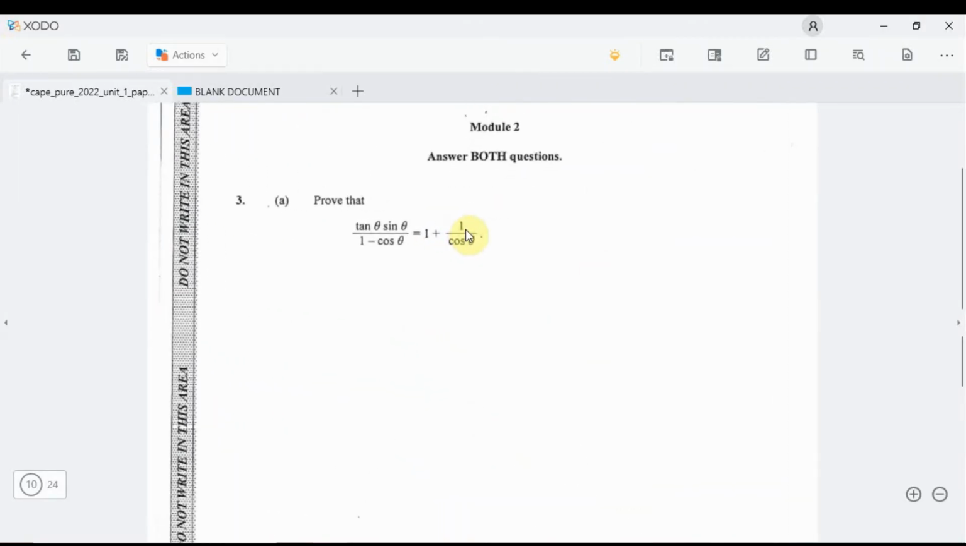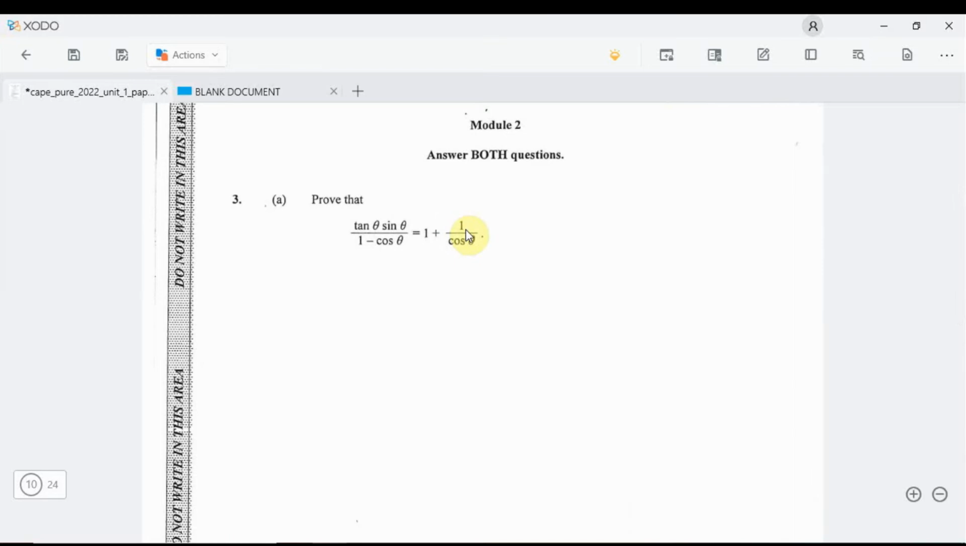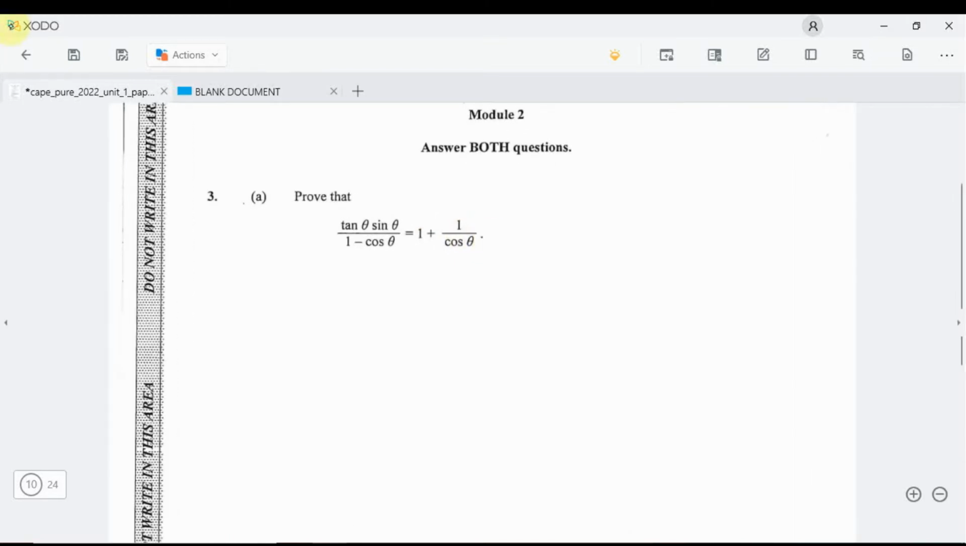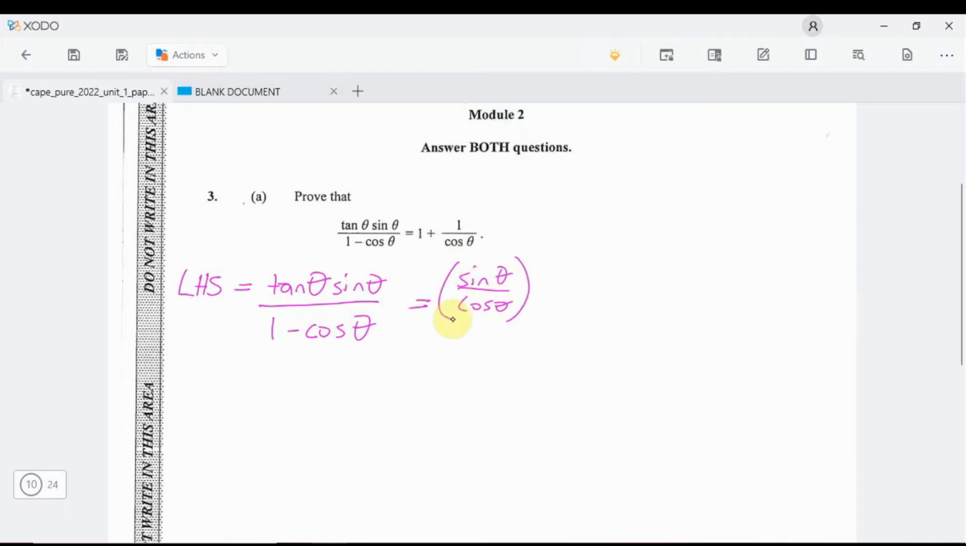Question 3. Question 3 is in module 2, and this is trigonometry, right? So right here now, we always do proof starting from the left-hand side. The left-hand side starts with giving us tan theta times sine theta over 1 minus cos theta. But then tan theta is what? Sine theta over cos theta, and that's being multiplied by sine theta over 1 minus cos theta.